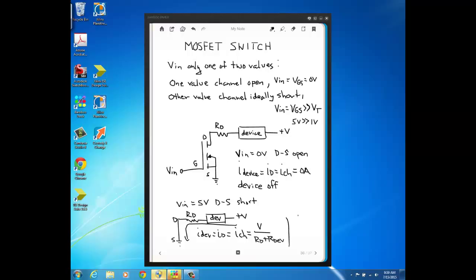Okay, now if the device was an LED, just like in LED problems that we've done previously in the course, your device current, which again is the same as your drain current and your channel current, would now be V minus the forward bias voltage drop across the LED. If it was a red LED, we'd use 1.5, and then that would be divided by the drain resistance. So how you treat the device, whether as a resistance or as a voltage source drop, just depends on what device you have.